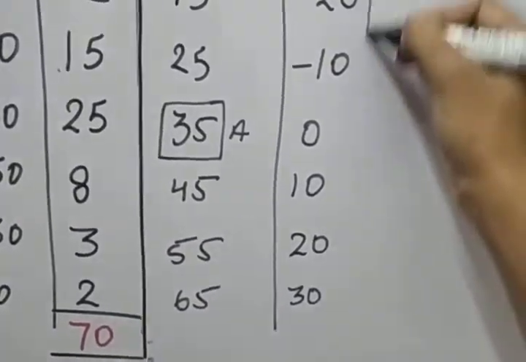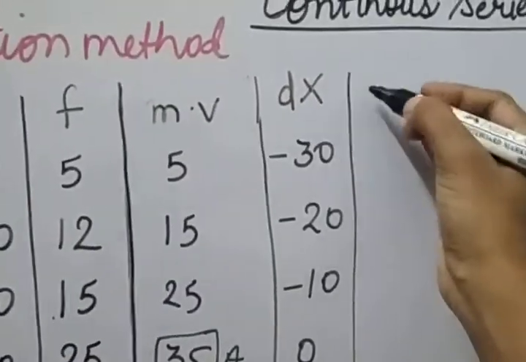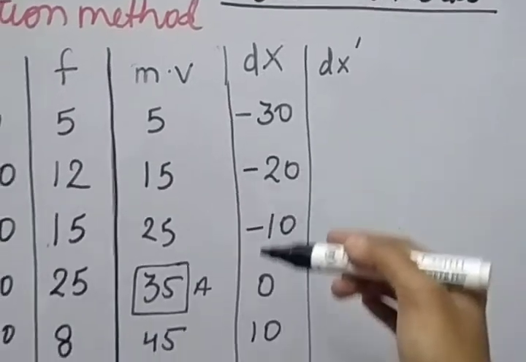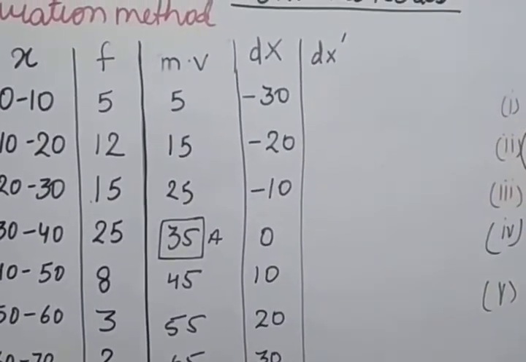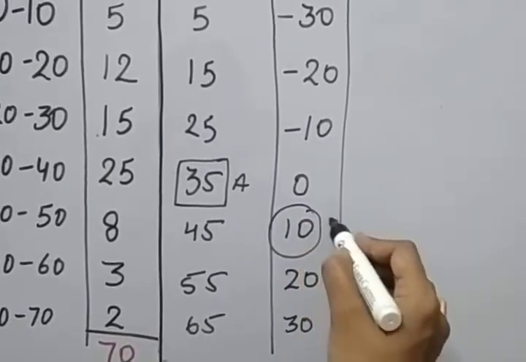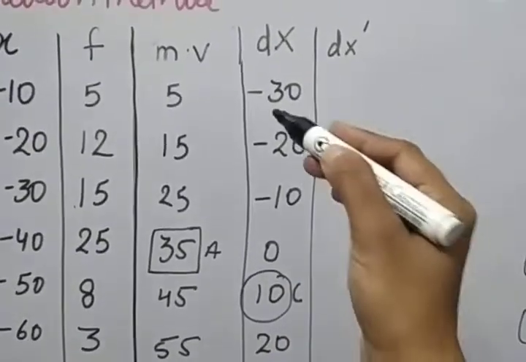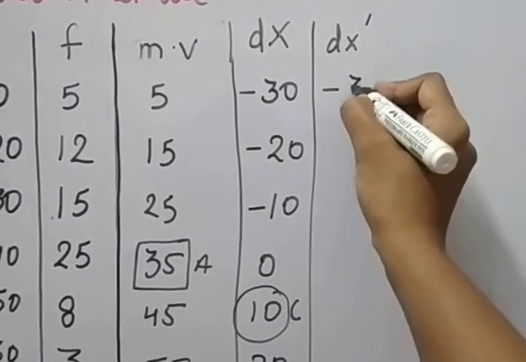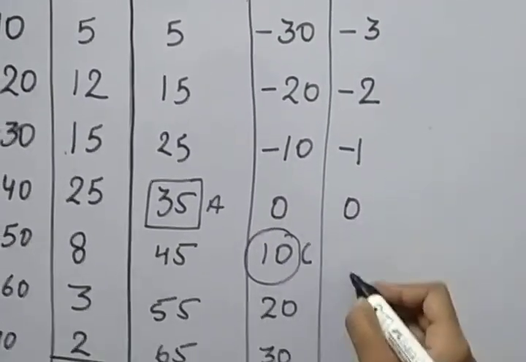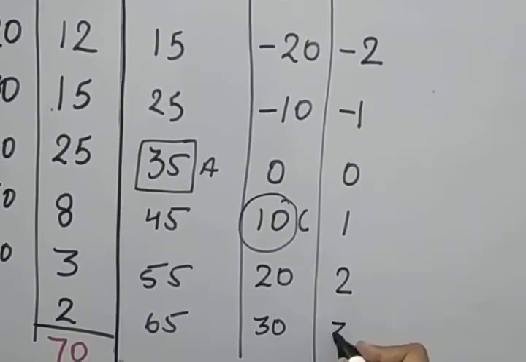Now your next step, convert this dx into dx dash. How we can convert? Now you have to take one number by which you have to divide the whole series. So I am taking 10 as my common factor. Now 30 divided by 10, minus 3; 20 divided by 10, minus 2; minus 1, 0, 1, 2 and 3.